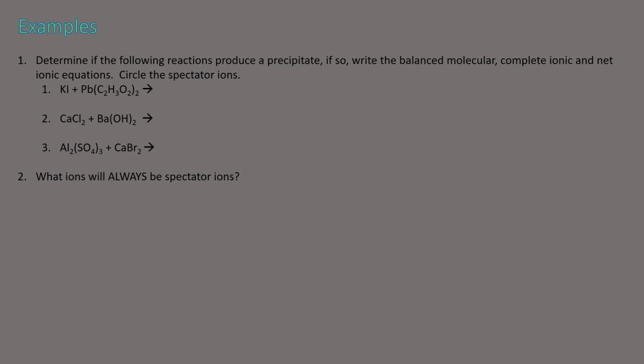All right, so here's a few examples. All right, and so we want to determine if the reactions produce a precipitate. If so, write a balanced molecular, complete, and net ionic equation and circle the spectator ions. All right, so number one, right, is we're going to have KI plus lead-2 acetate. And we want to know what products will be formed because we have to write the molecular equation first.